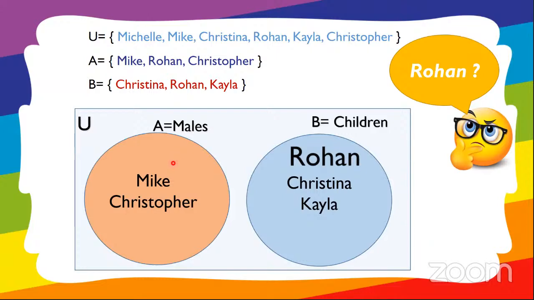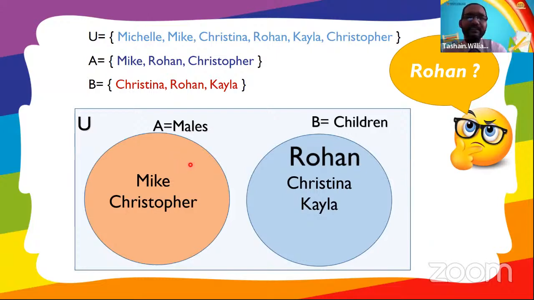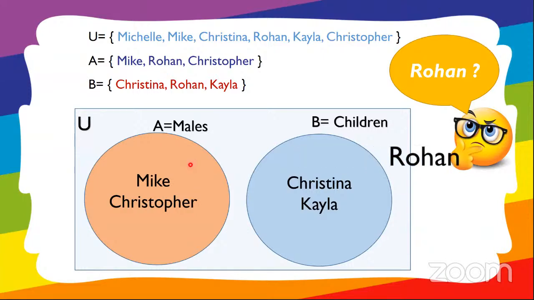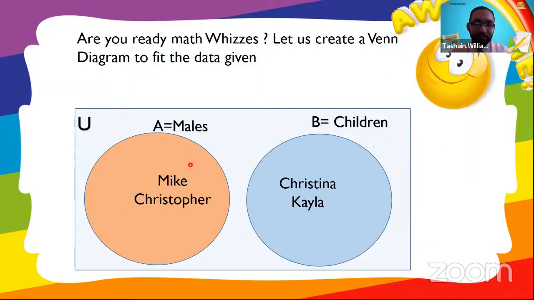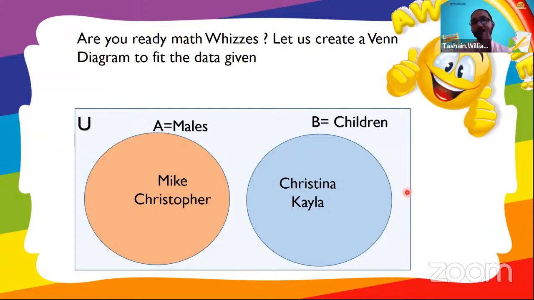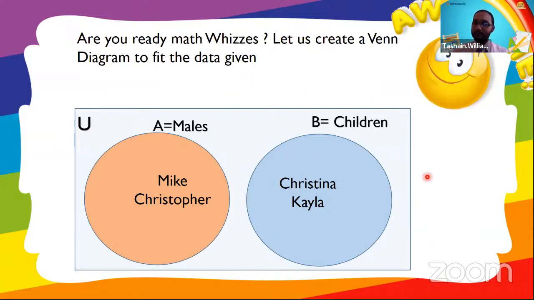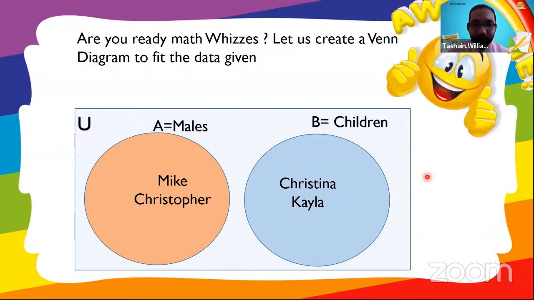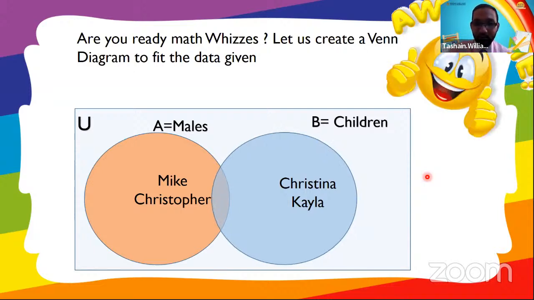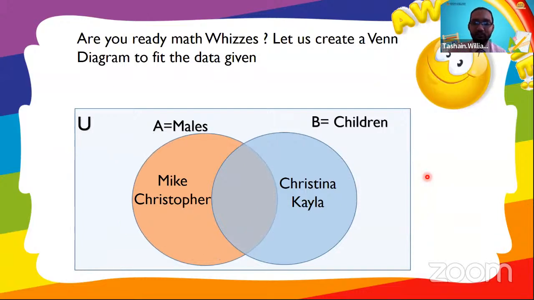Yes, sir. Now, how do we go about using a diagram to represent Rohan being in two sets? Let's take a look. An overlapping circle. We have to use an overlapping circle. All right. So you're preempting me, right? You're indeed a true math whiz. If you said we have to overlap our sets, you are on the right track.